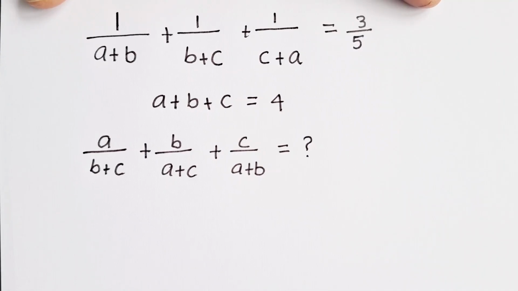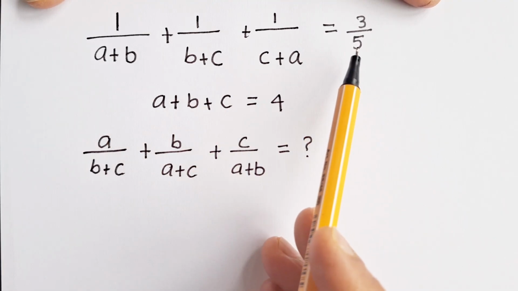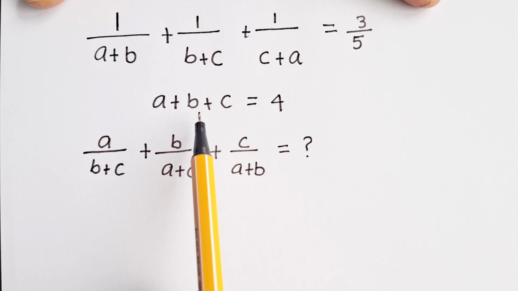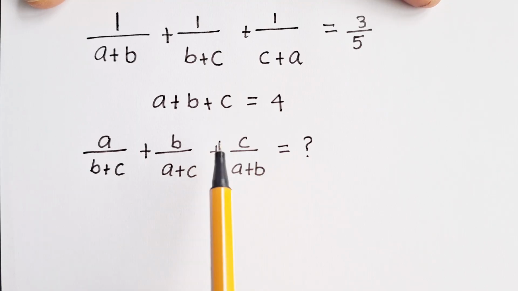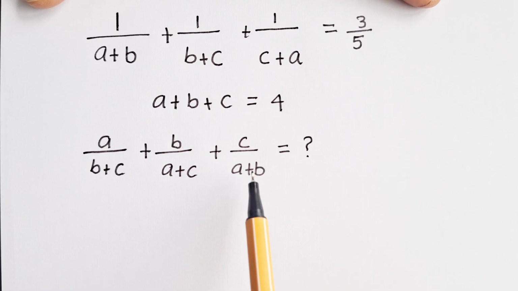Hello, my dear friends. Today I'm going to discuss with you another nice Olympiad question. So, we have been given 1 over a plus b plus 1 over b plus c plus 1 over c plus a equal to 3 over 5, and a plus b plus c equal to 4. We have been asked to find the value of this mathematical expression. So, this is how I'm going to solve this problem.